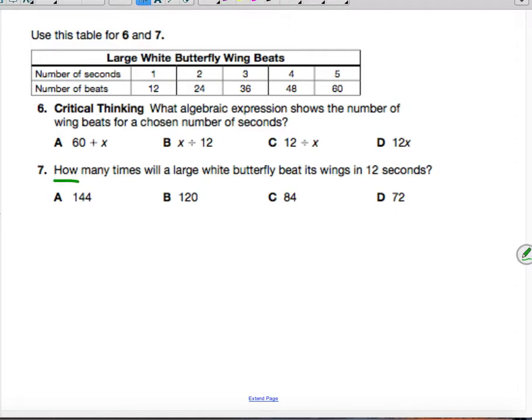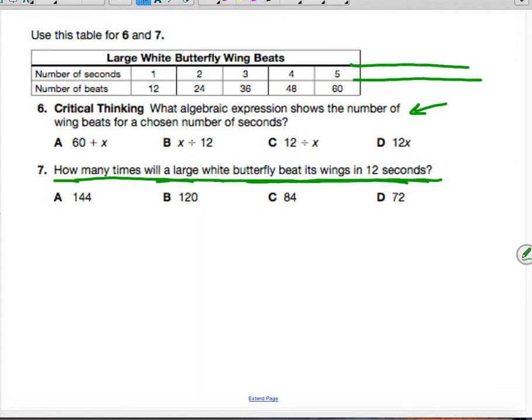Number 7, how many times will a large white butterfly beat its wings in 12 seconds? Well, now you're going to take whatever you did up here and apply it down here. Well, in this case, you're looking at multiplying in order to get your answers. And they want to know how many times will a large white butterfly beat its wings in 12 seconds. So if you have 12 seconds, what would the outcome be? All right, and here's a hint. 1 second, it gives you 12 of them, okay? So see if you can figure out that answer using what you got up there.